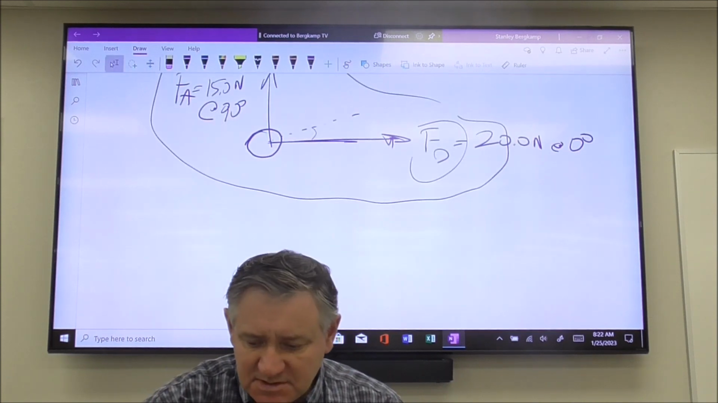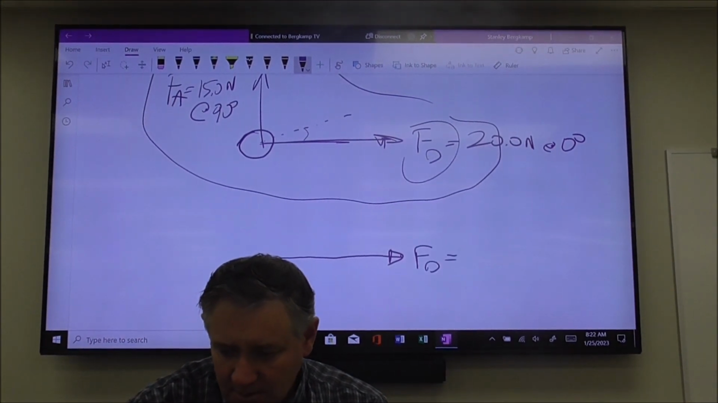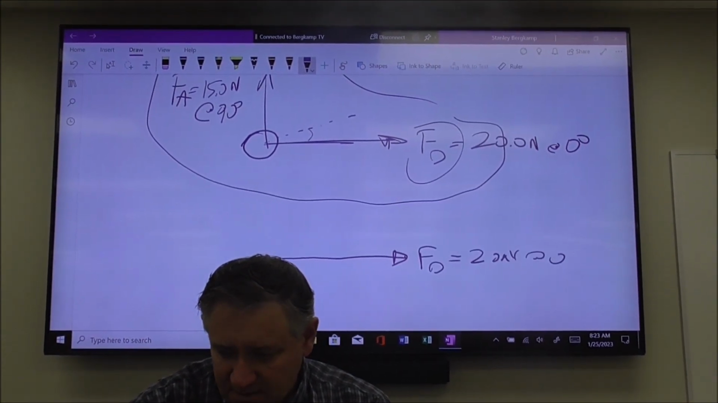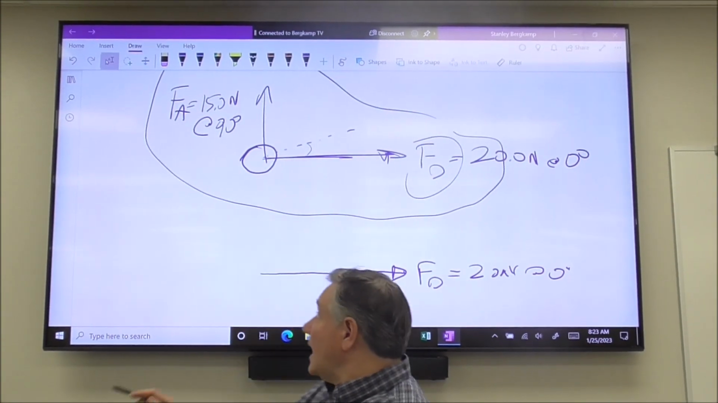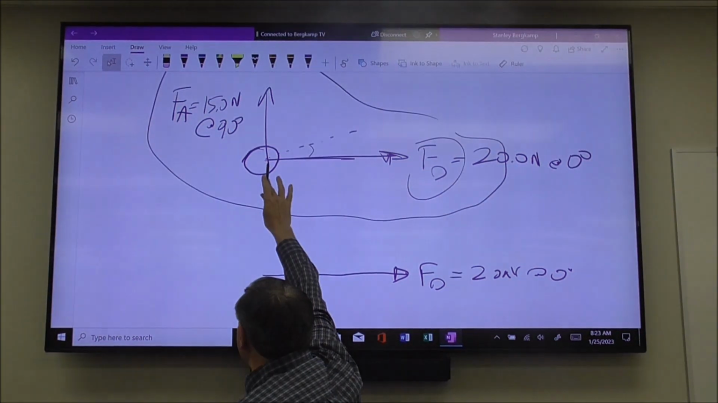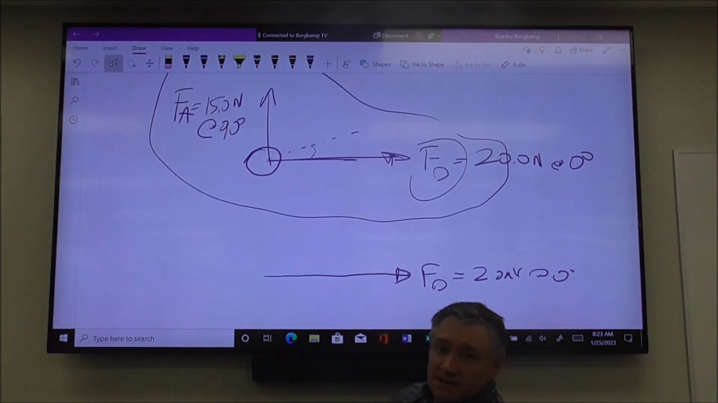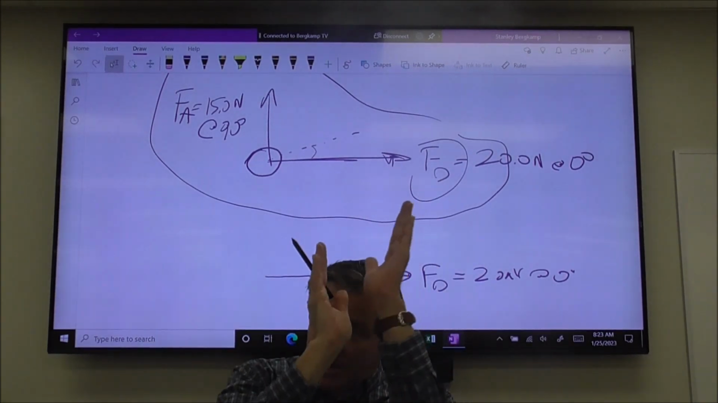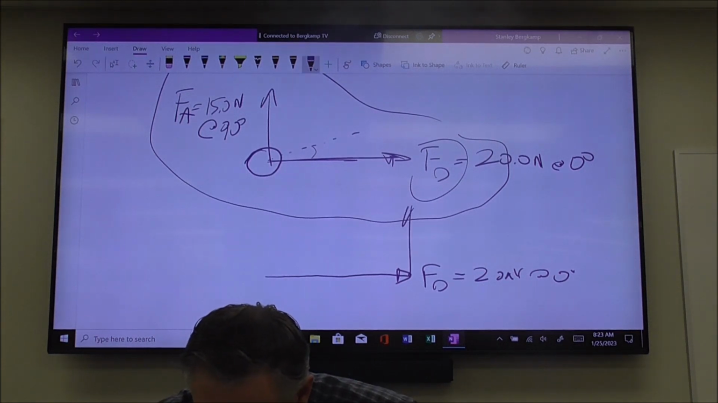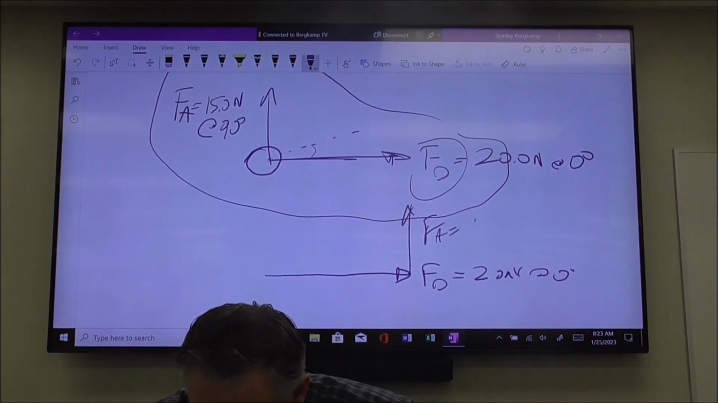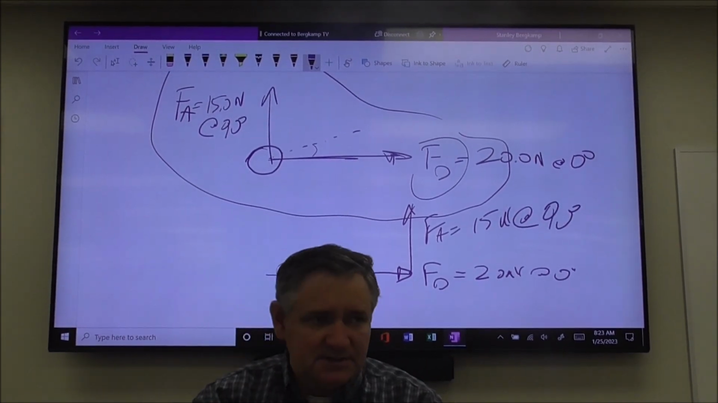Now, we're going to do the tip-to-tail method again. We'll draw Devin's first. So here's force Devin, 20 newtons at 0 degrees. Now, from the end of this, I'm going to take Adana's vector and draw that from the end of Devin's. So now I'm going to take that, cut it, drag it, and put it there. So this is going to be force Adana, 15 newtons at 90 degrees.